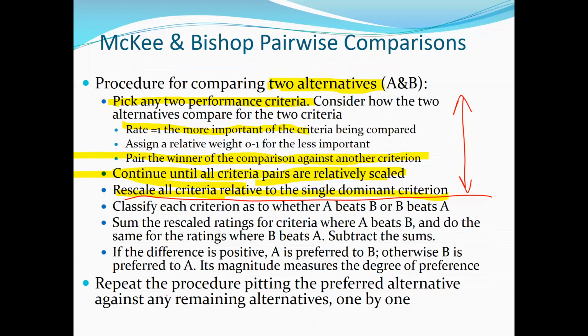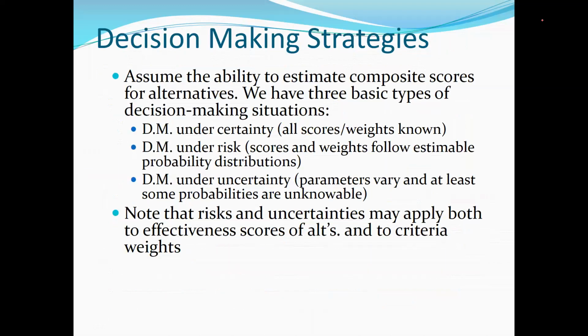Okay, let's look at the next slide then. These are the decision-making strategies. Let's say we can estimate the composite scores for our alternatives. We are assuming that's what we can do. But now we have to do decision making, DM, under uncertainty. The first situation is decision making under complete certainty, where you know all the scores and weights, and then you just use those to make your decision.